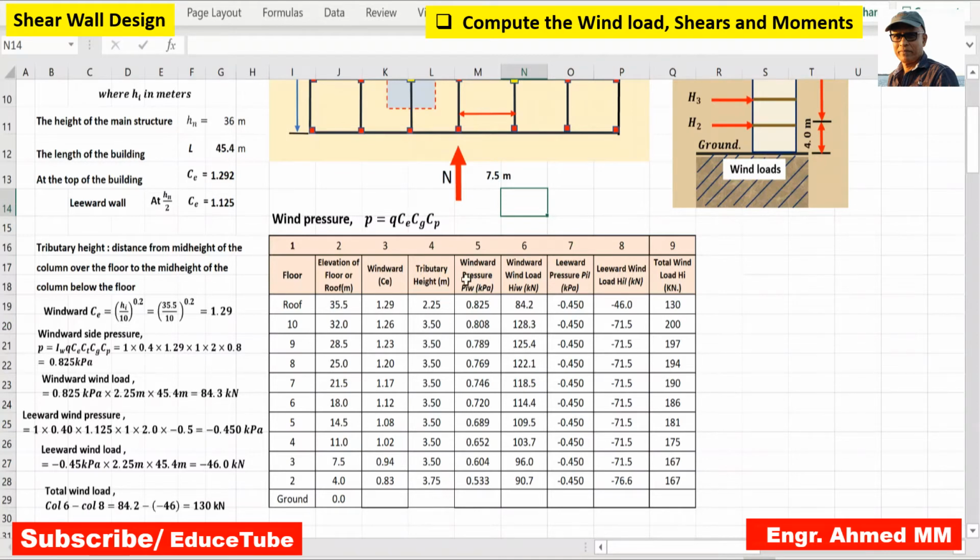So the tributary height is done. For the windward pressure, once I get it using this formula, then clicking here and pulling it down, it will use this formula. I have kept the formula here, so automatically for all these positions, if I pull down, this formula will be used for all these values. You don't need to calculate; the formula is applied automatically, because the formula uses the cell address.